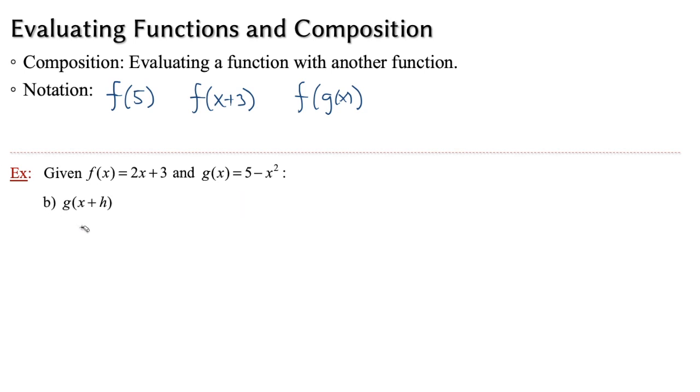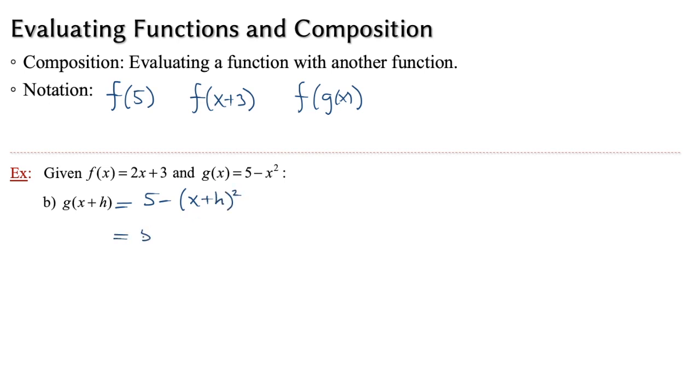Here in the second example, we'll be looking at g of x plus h. So in this example, we'll be plugging an expression into the function g. So this time what happens is we'll have 5 minus our input, which in this case becomes the expression x plus h. We're going to square it.